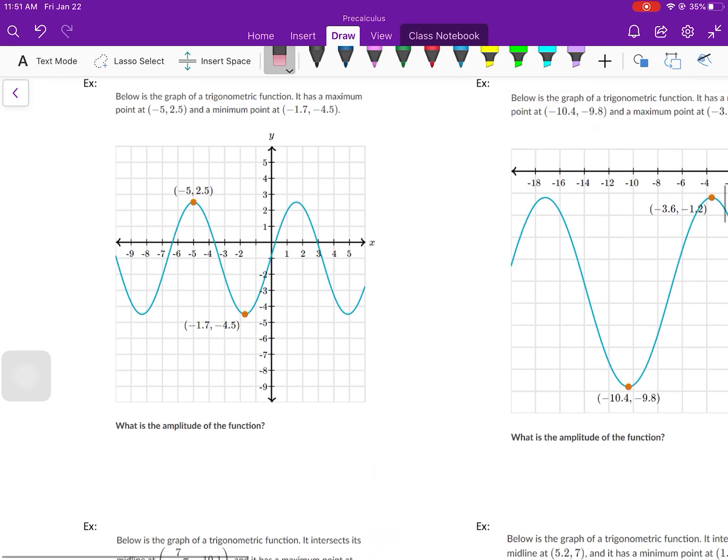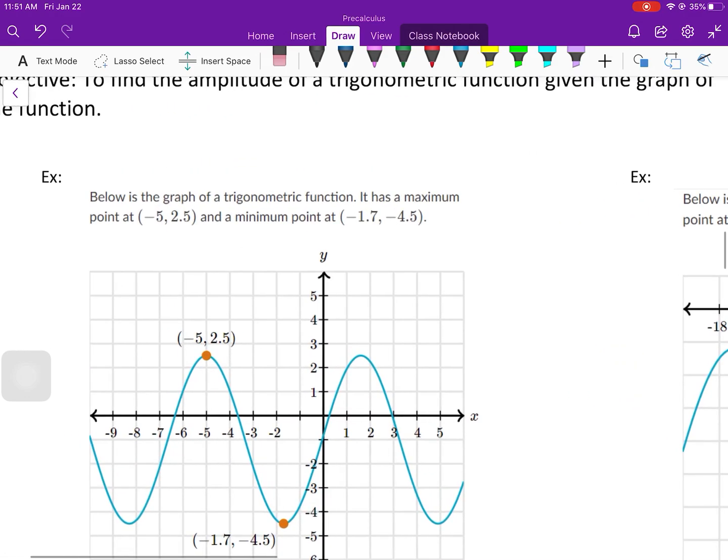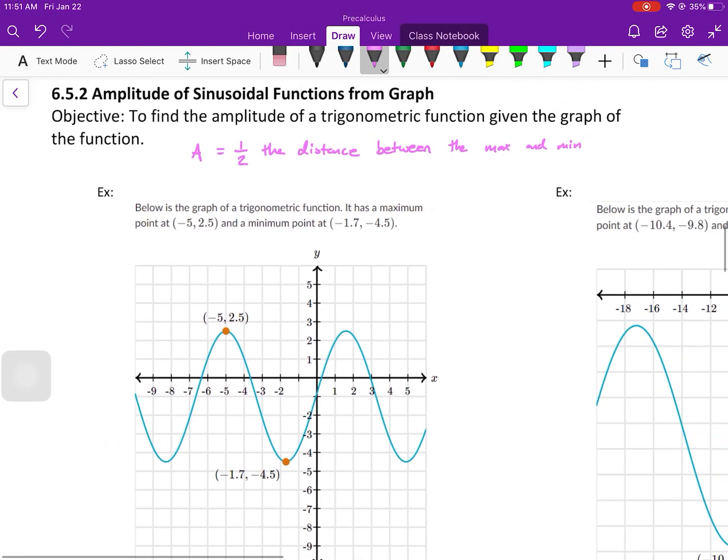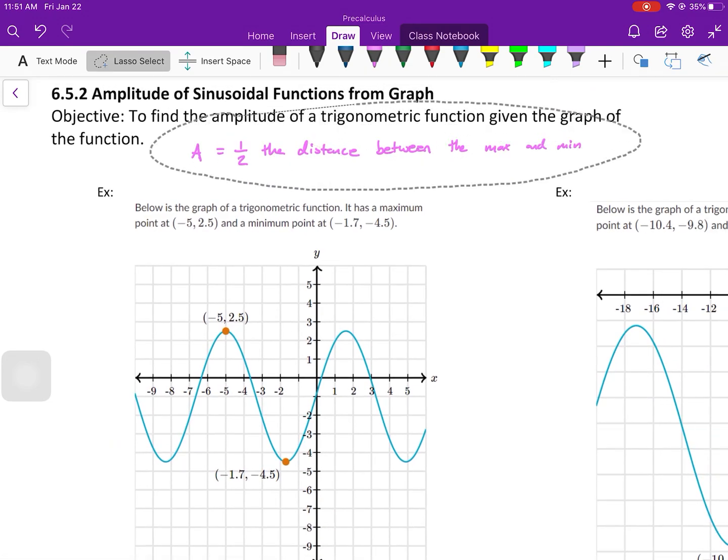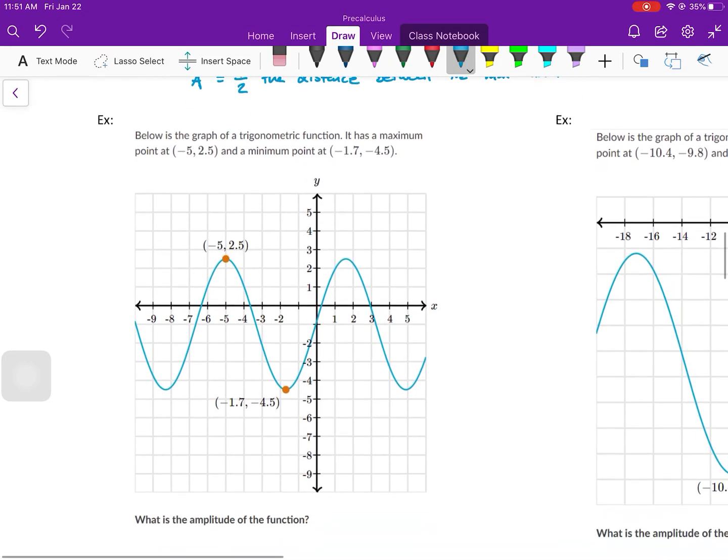So let me just write that. Amplitude equals half the distance between the max and min. That's just going to help us with the first problem. The second problem is going to be pretty straightforward. So let's go ahead and go with this one.